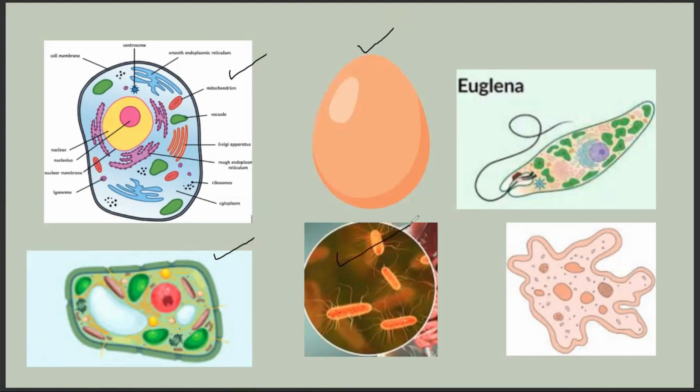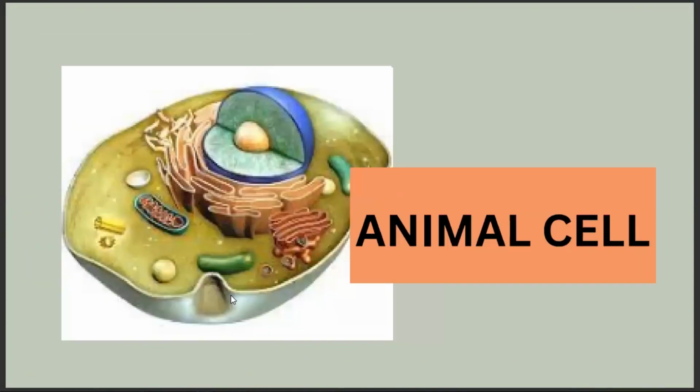This one is bacteria. Bacteria is a unicellular organism. This is euglena, a protist, amoeba, another protist. So they all are made up of cell. And the cells are made up of protoplasm. That's why protoplasm is a living material. That's why they all are the living organism.